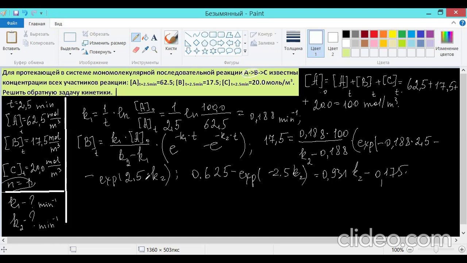So my calculations show that K2 equals 0.647 minutes raised to minus 1. These are the answers to this problem. K1 equals, okay, sorry, 0.188, while K2 equals 0.647 minutes raised to minus 1.